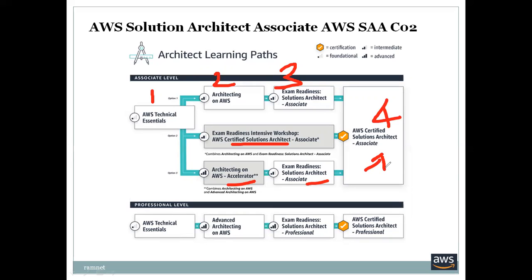Then the professional level: technical essentials, architecting professional, then the solution architect professional. You can go for this. This is the level they are talking about for how to take the certification as such.